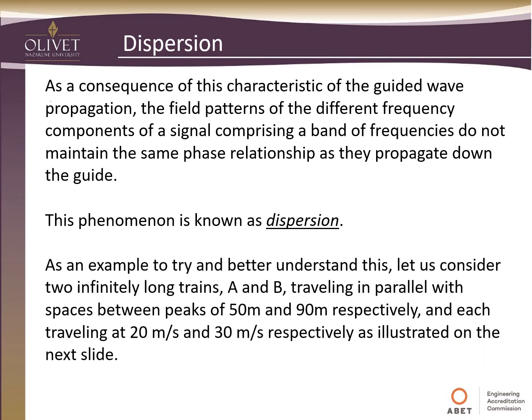So to try to better understand this, we're going to consider a more physical example. We're going to look at 2 infinitely long trains, okay? So we'll have train A and train B, and they're traveling parallel with spaces between the peaks. So A is going to be 50 meters and B is 90 meters respectively, and A is going 20 meters per second, B is going 30 meters per second respectively. So let's look at what this looks like on the next slide.